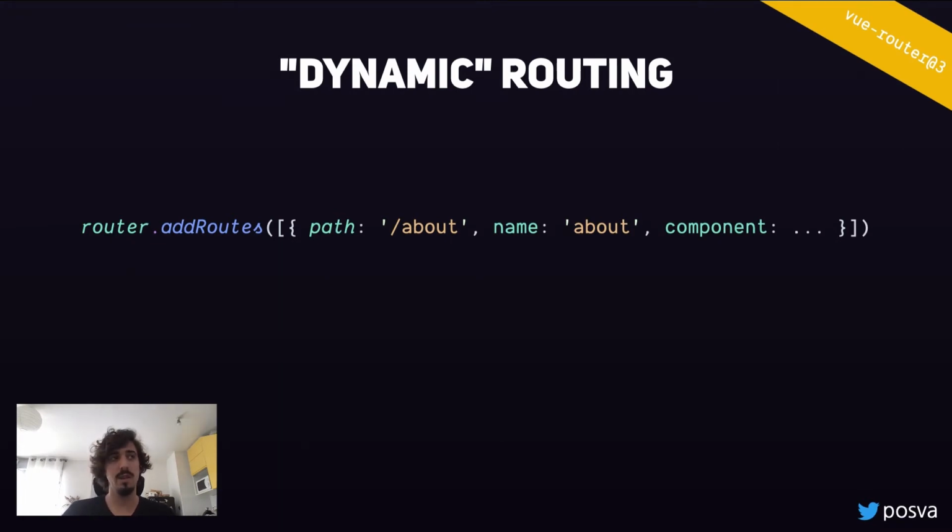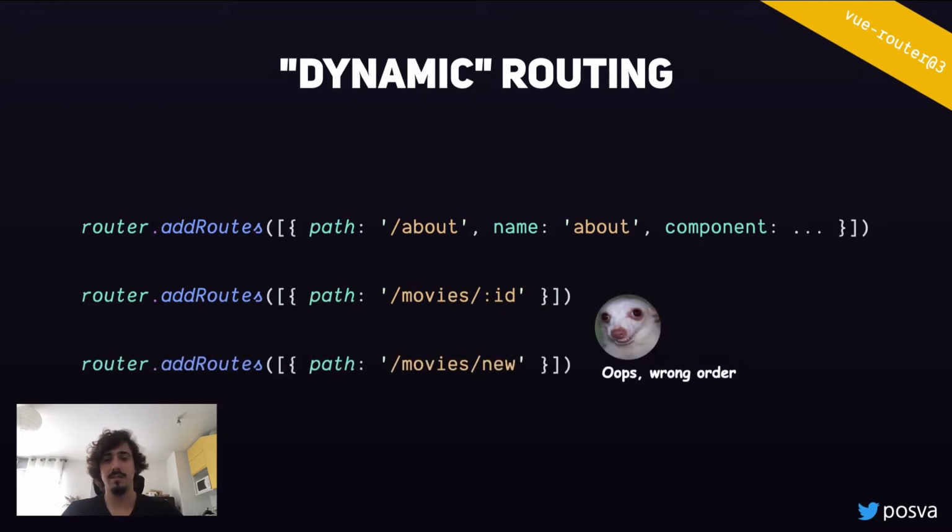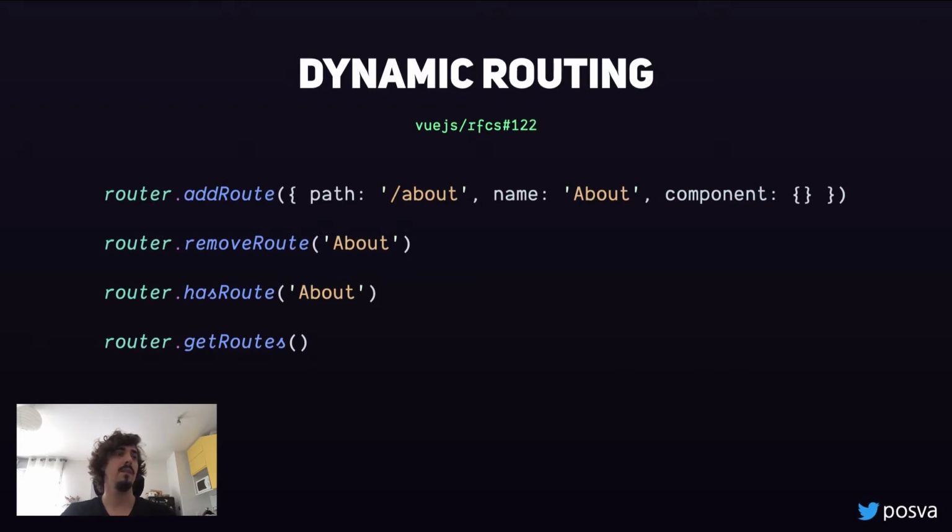So in Vue.router 3, we have this dynamic routing that is only partial. We only have one function that can add multiple routes at the same time. So it takes this array of routes. But the problem is that, well, if you add them in the wrong order, you find yourself in the same problem we were talking about. You will never be able to actually match the movies new. In the new version of Vue.router, in Vue.router 4, we have a different set of functions. We have addRoute that allows you to add a new route, removeRoute that allows you to remove a route by its name, hasRoute that allows you to check if a route exists based on a name.